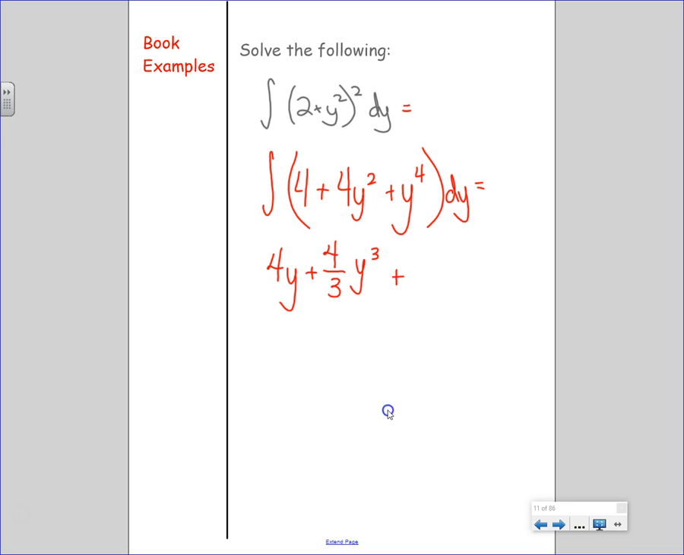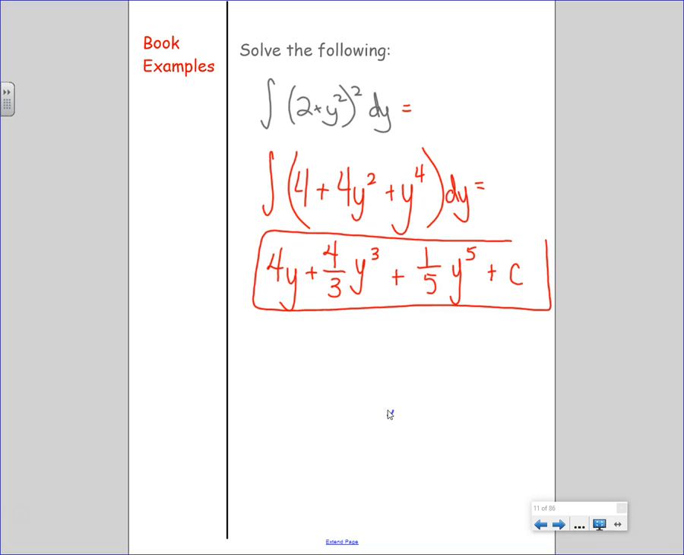Alright, so then you guys go 1/5 y to the 5th, or y to the 5 over 5, either one. It's good for us to know they're the same thing. 1/5 y to the 5th is y to the 5 over 5. Same thing.